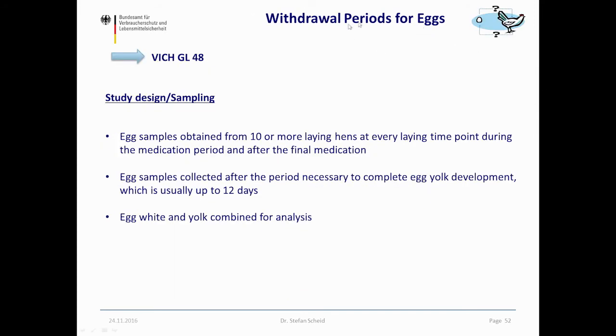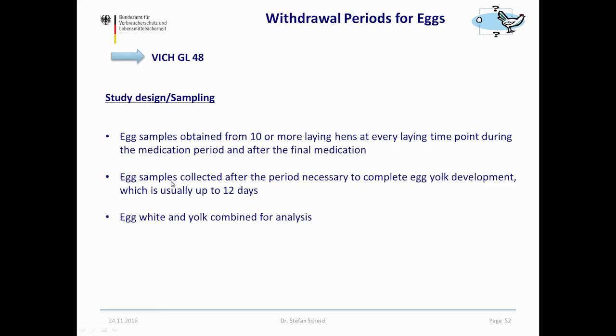Next section is on eggs, the study design and sampling. So also again, VICH guideline 49: egg samples obtained from 10 or more laying hens at every laying time during the medication period and after the final medication. For eggs and also for milk, the samples would be taken in 12-hour intervals also during a treatment, if treatment is longer than 1 day.